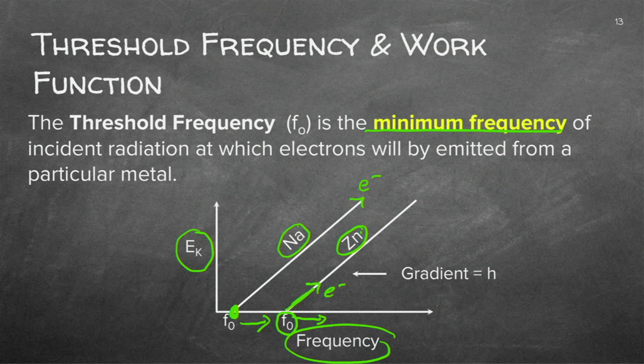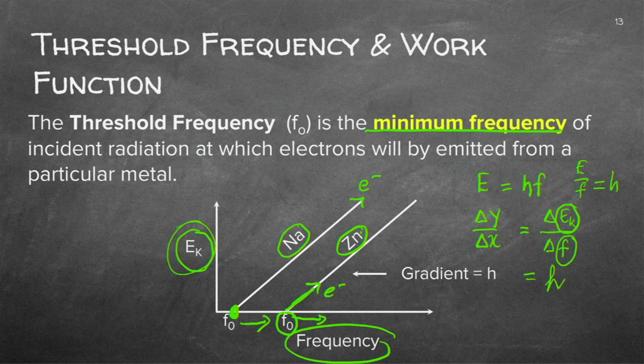Now, interesting, if we have a look at this equation, ΔE is h times f, I can actually say ΔY over ΔX, which is your gradient. In this case, you know this was your Y, so it's ΔE over your Δ frequency. And you now have your change in kinetic energy over your change in frequency. And have a look at this. E over f is also h. So if I've got a graph like this, I can actually see with the gradient what the value of Planck's constant was, and that's how they calculated Planck's constant.